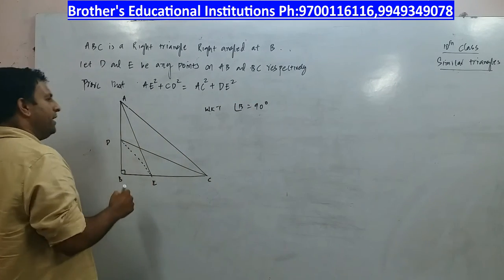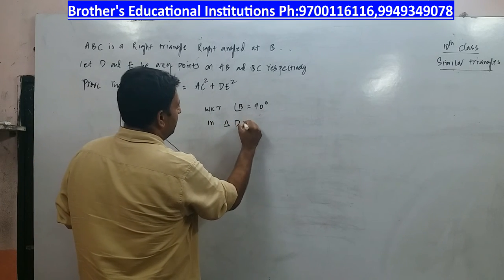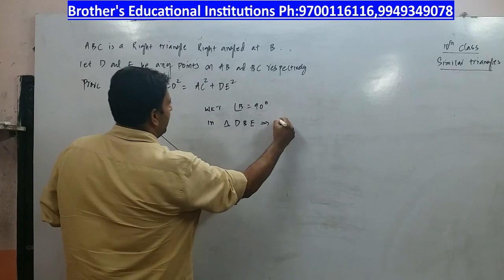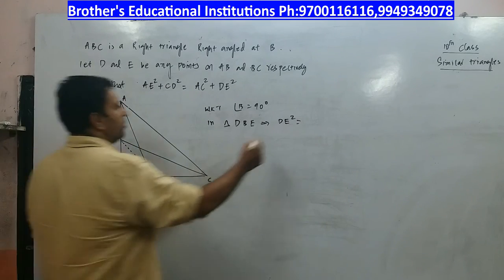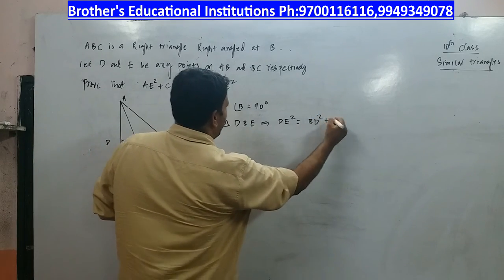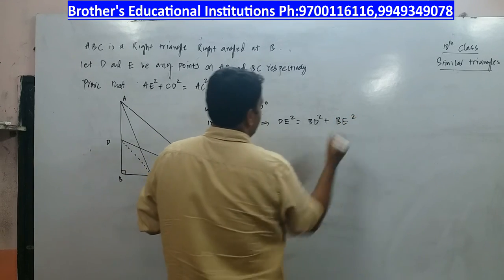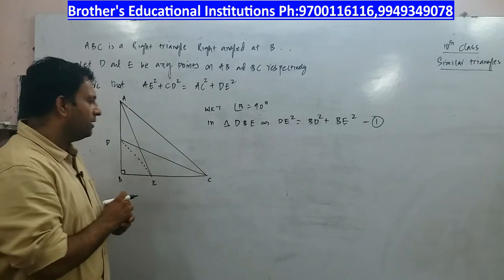Alright. So if angle B is equal to 90 degrees in triangle DBE, what is DE? DE is hypotenuse. So I will write DE square is equal to BD square plus BE square. Alright, BD square plus BE square. And I will call this as equation number 1. I am going to use this in the future.